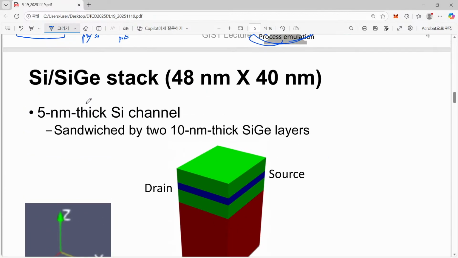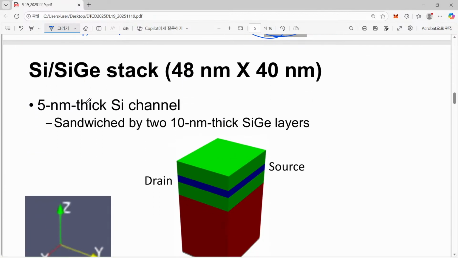Okay, so since the fabrication procedure is quite much simplified, I will just quickly discuss this one.